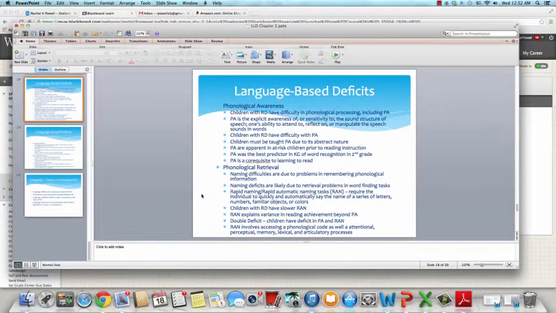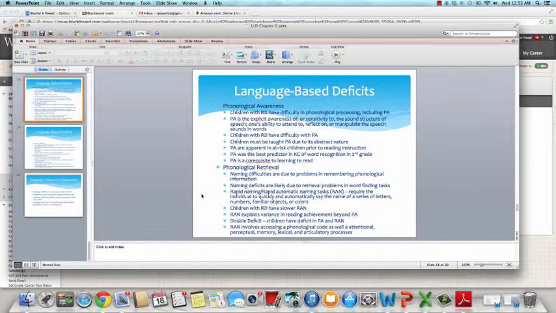When it comes to phonological awareness, children with reading disabilities have difficulty in phonological processing, including phonological awareness. And PA is the explicit awareness of or sensitivity to the sound structure of speech, one's ability to attend to, reflect on, or manipulate the speech sounds and words. Again, children with RD have difficulty with PA. They must be taught phonological awareness due to its abstract nature. It's very metalinguistic, thinking about language.